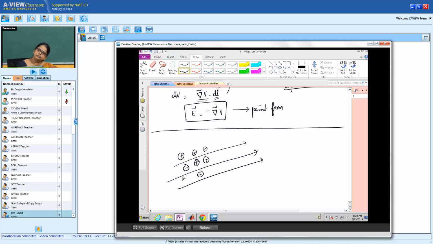What would happen then? This is the direction of electric field. There are no other forces acting in that region. Naturally, the positive charges will start moving along the electric field. Negative charges would start moving against it, because by definition electric field is the force experienced by unit positive charge. So all the positive ions start moving in one direction, negative ions in another direction, creating what we call an electric current. So electric current is nothing but the movement of charges in the presence of electric field.